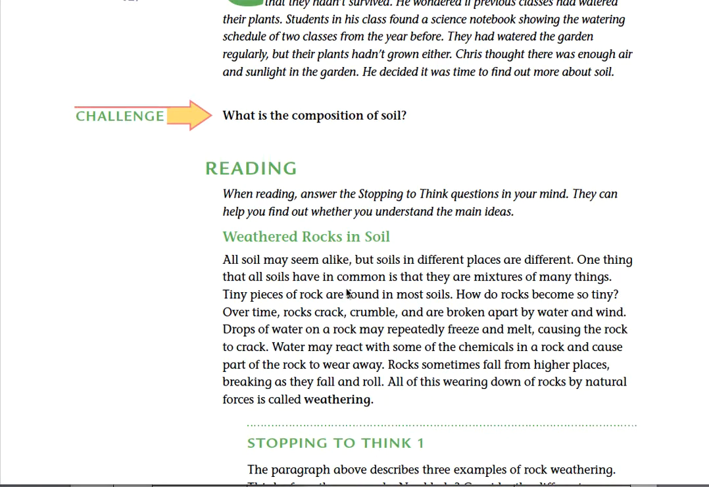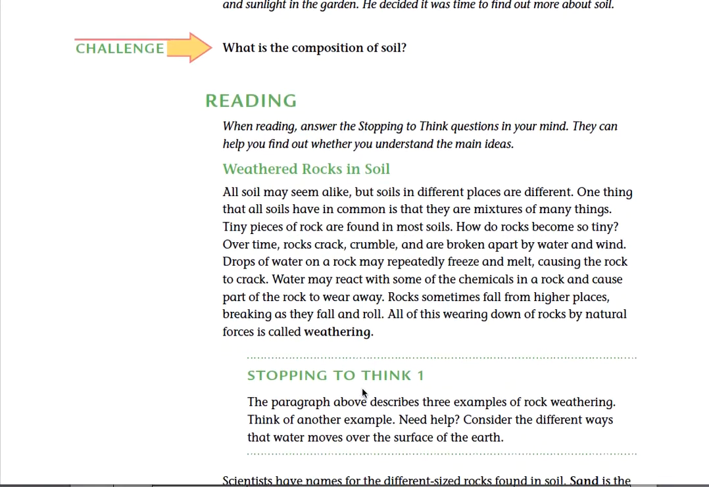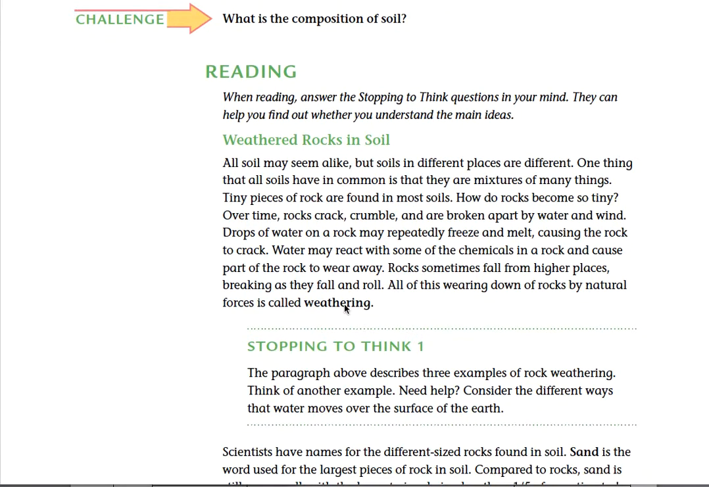Weathered rocks and soil. All soil may seem alike, but soils in different places are different. One thing that all soils have in common is that they are mixtures of many things. Tiny pieces of rock are found in most soils. How do rocks become so tiny? Over time, rocks crack, crumble, and are broken apart by water and wind. Drops of water on a rock may repeatedly freeze and melt, causing the rock to crack. Water may react to some of the chemicals in a rock and cause part of the rock to wear away. Rocks sometimes fall from higher places, breaking as they fall and roll. All this wearing down of rocks by natural forces is called weathering.